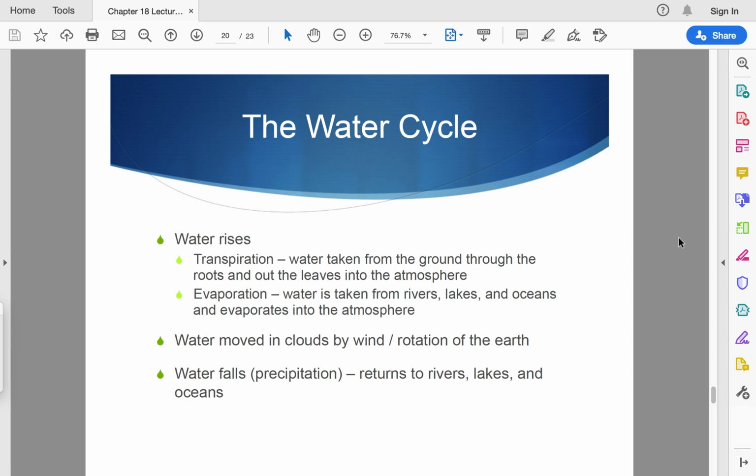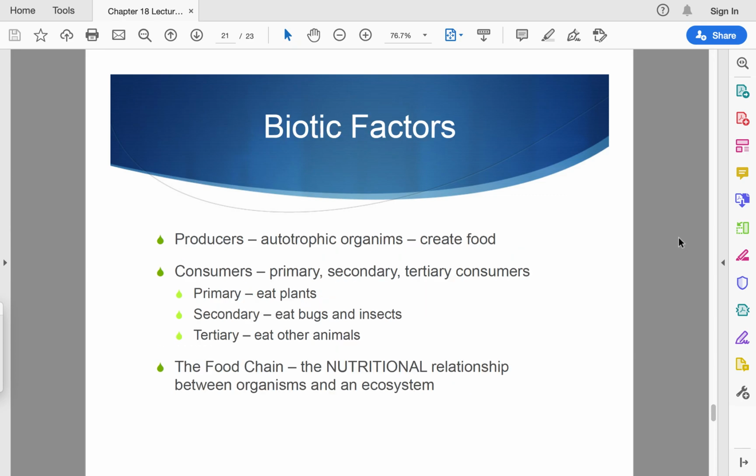And as that water gets too heavy, as there's too much water in that cloud, or as the water moves to a cooler area, the gas water condenses and becomes liquid. All right. Then once it becomes liquid, it falls. We call this precipitation. And then it returns to rivers, lakes, and oceans. And then the water cycle repeats itself. That's why we call it a cycle.